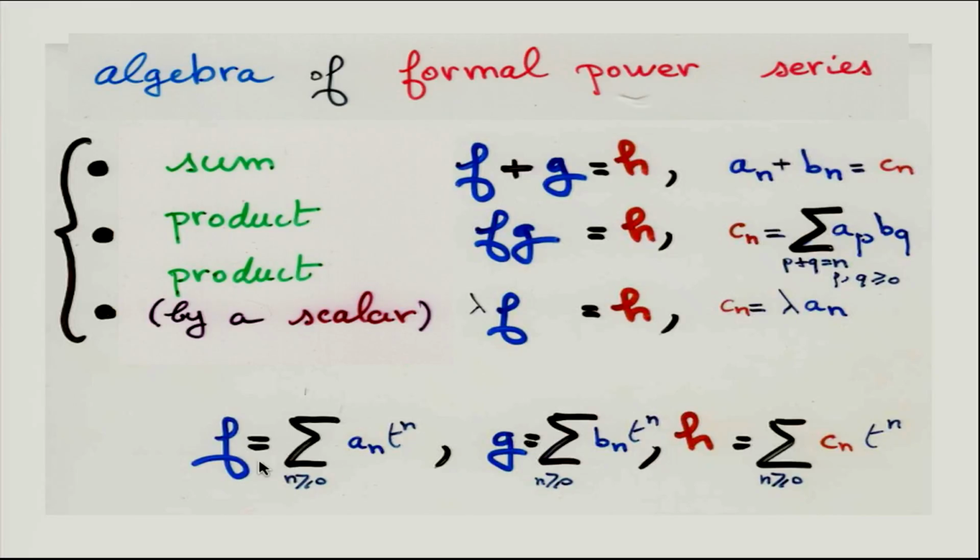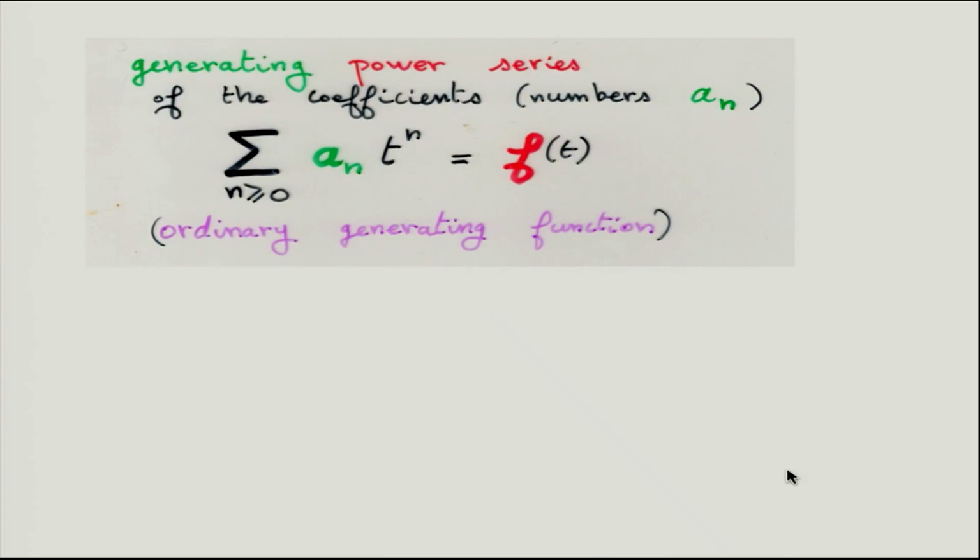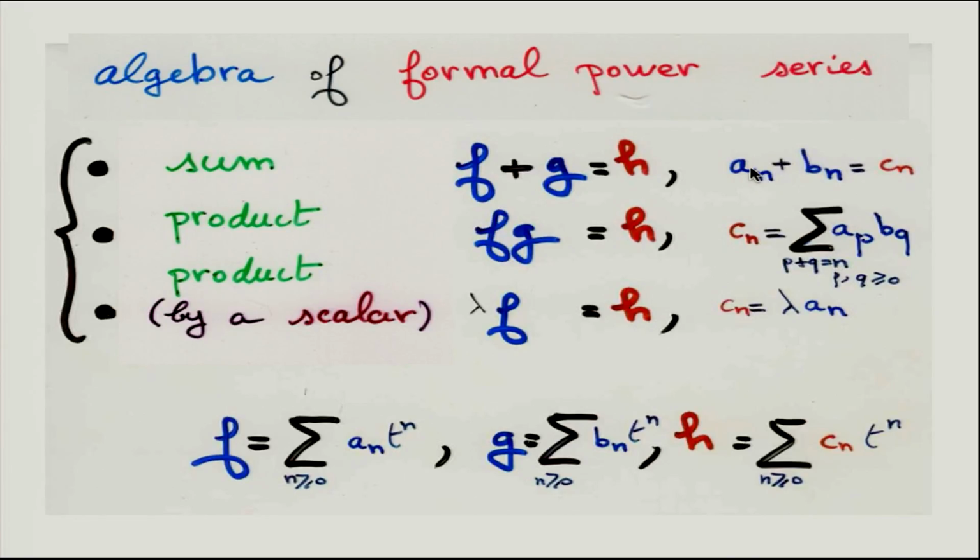So if you have two formal power series f and g, then the coefficient h of this result I denote by Cn Tn. So the sum is Cn equal An plus Bn. The product is like the product of polynomials. The term Cn is the sum of the products AP BQ for P plus Q equal N. And the product by scalar is just Cn equal lambda An.